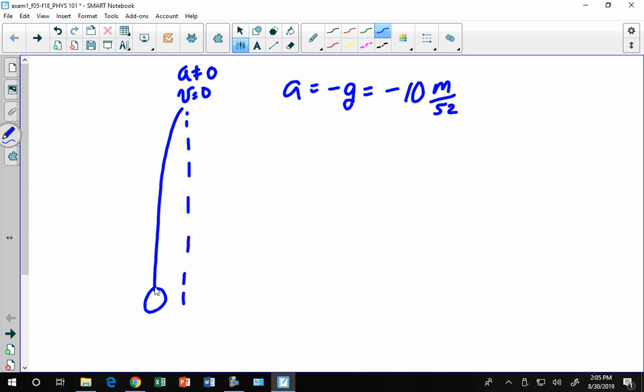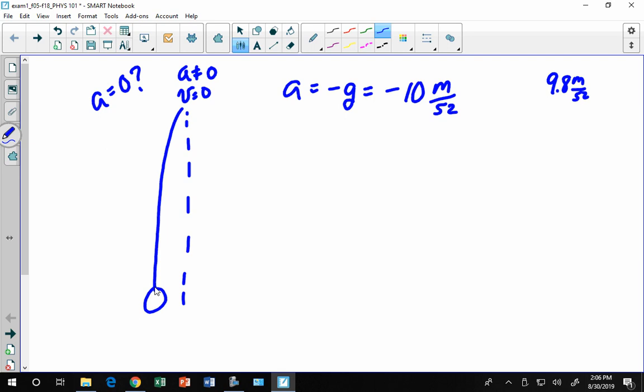You might have had other classes where it's 9.8 meters per second squared. But I just use 10 because it's easier to work with, and it doesn't really matter if it's 9.8 or 10 or whatever. And so the question came up as to why the acceleration is not equal to 0 at the top, because the thing stops when it gets to the top.